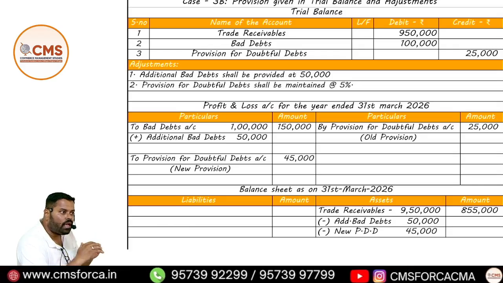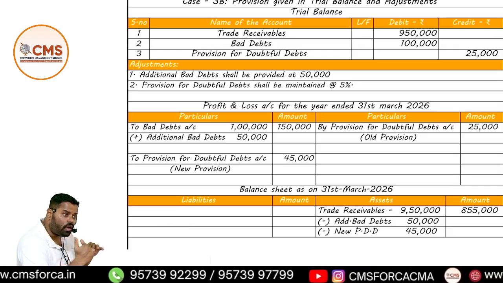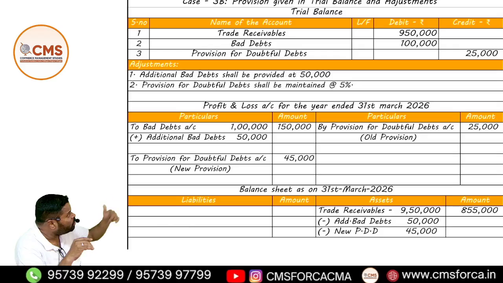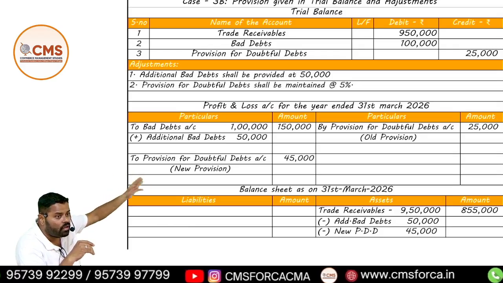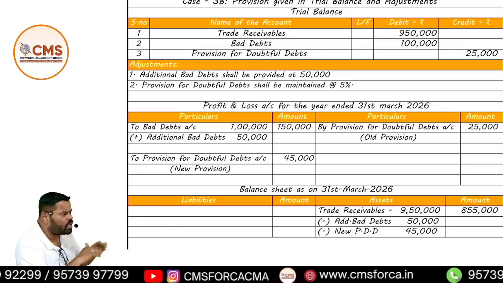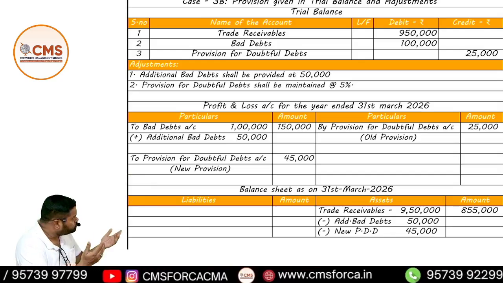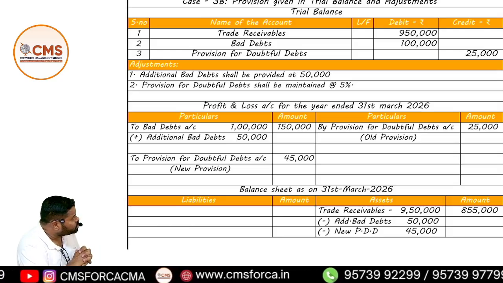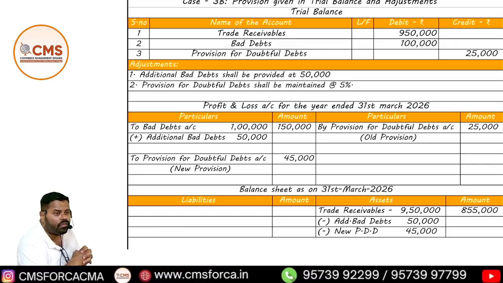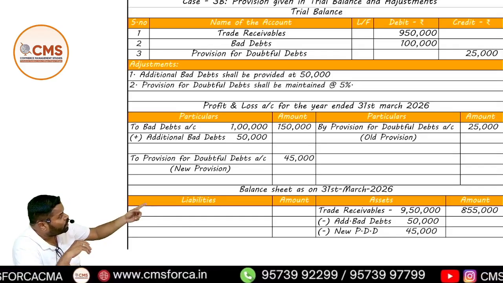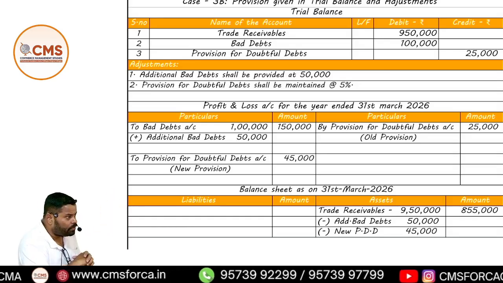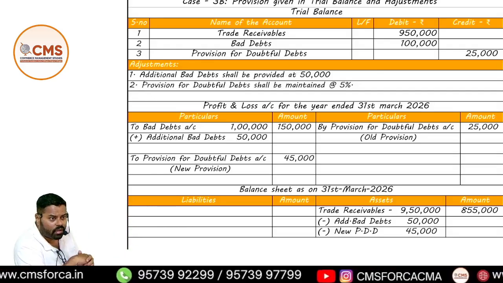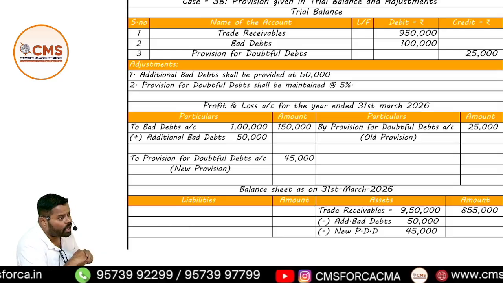After getting this 1 lakh loss, now I have a thought that maybe I will not receive 25,000 out of that 9 lakhs 50,000. So I created a provision and kept it in the trial balance. Right? Come to your adjustments. Additional bad debt shall be provided at 50,000. So 1 lakh bad debts are already confirmed. At the time of preparation of trial balance, you had a doubt that you will not get 25. But what happened after that?